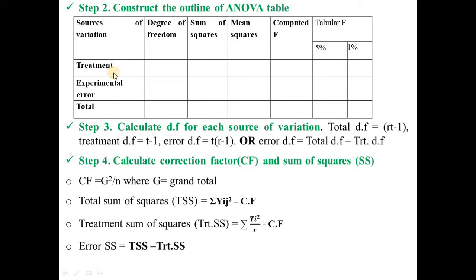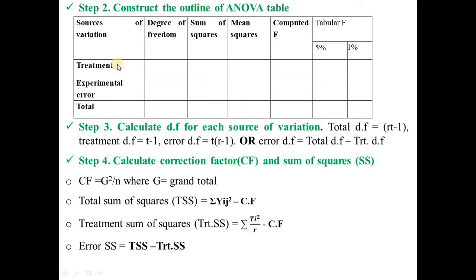Here are the sources of variation, treatment and experimental error in case of CRD. Here are also the degrees of freedom, sum of squares values, mean square values, and F calculated and F tabular. This tabular value is obtained from the F distribution table in the appendix, and by using the treatment degree of freedom and the experimental error degree of freedom, we can read the tabular value at the 5 and 1 percent levels of significance.